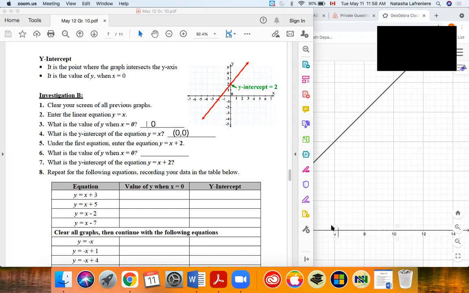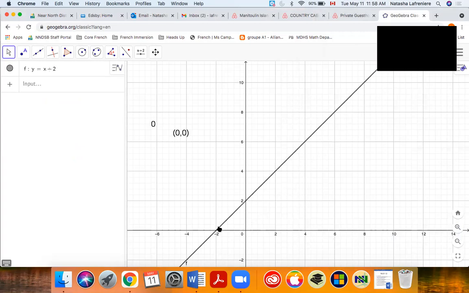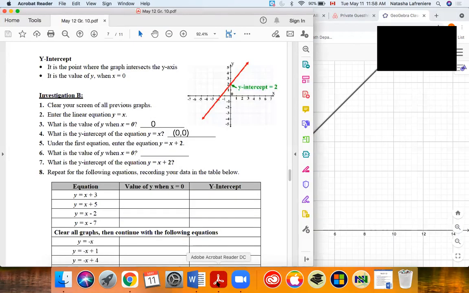Now if we put x plus 2, we see here that it crosses at the point 0, 2. So right here is where it crosses. Okay, so we're going to go back here and we're going to write down the value. So for the equation y equals x plus 2, what is the value of y when x is equal to 0? So it's 2. Okay, and we see that the y-intercept of it is 0, 2.